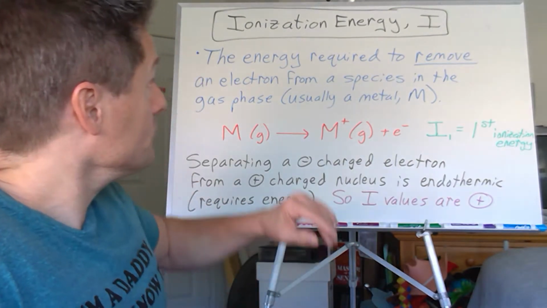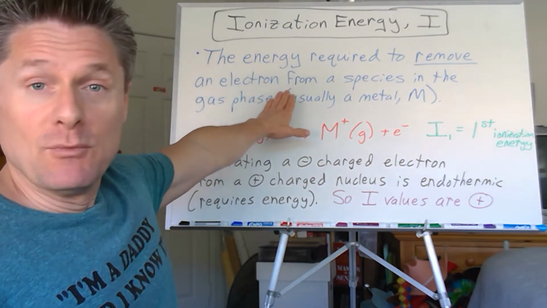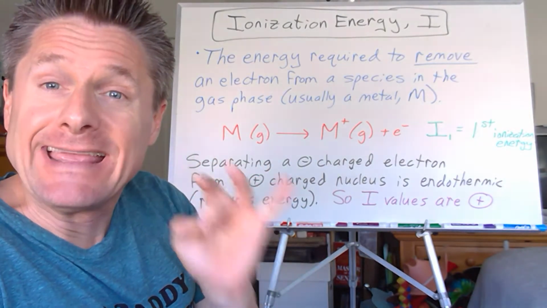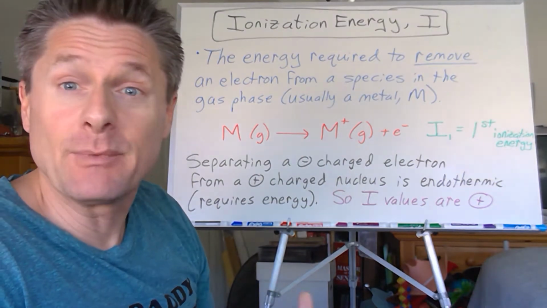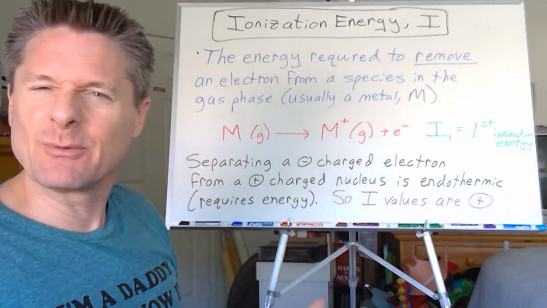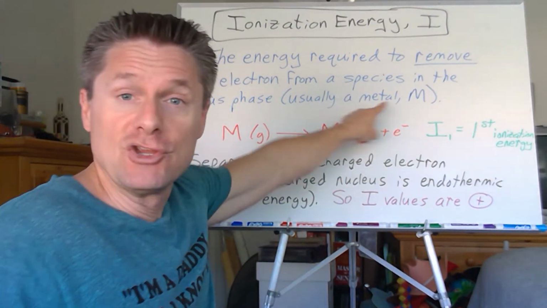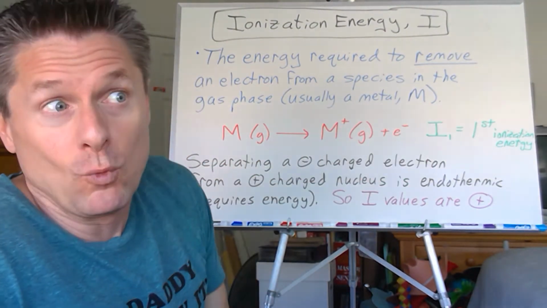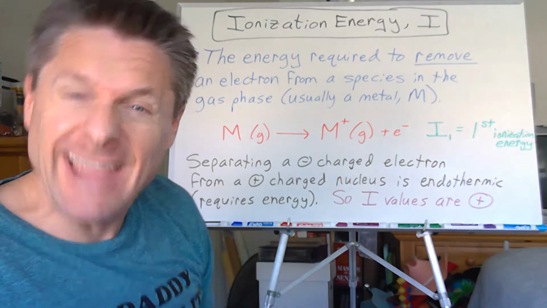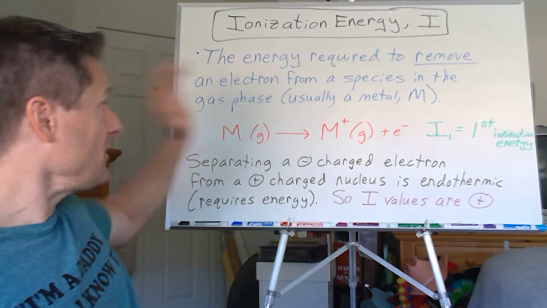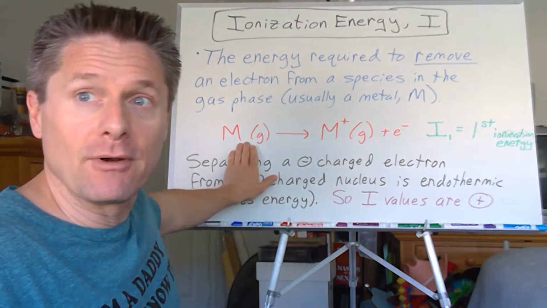So we want to remove that electron, and we define it as in the gas phase. So it has to be in the gas phase. And typically we're dealing with cations. That's what we're interested in, which would be metals. So commonly we're usually associating it with a metal. We could apply it to nonmetals, but they like to gain electrons. We'll talk about that in the next video. So let's say we have some generic metal.